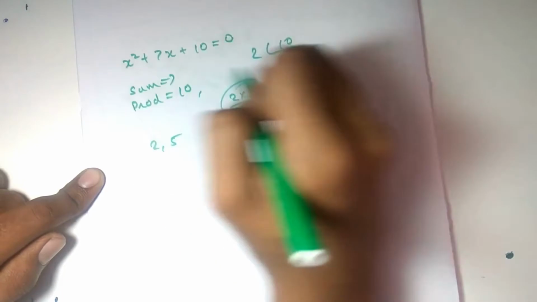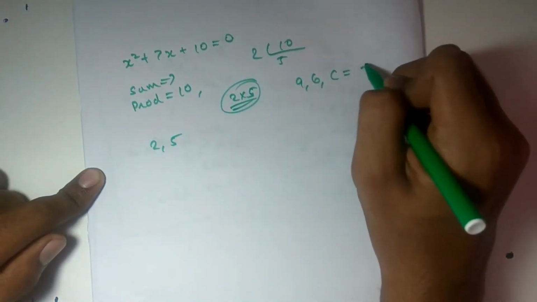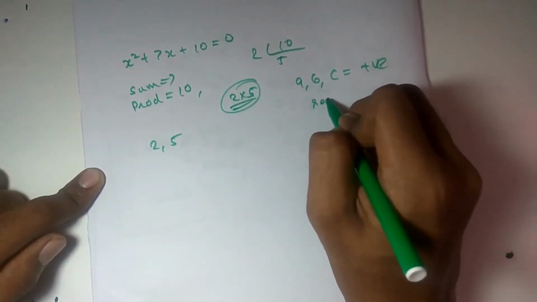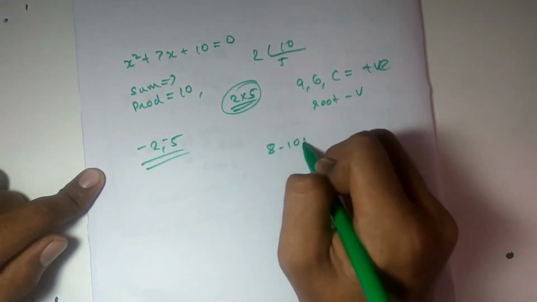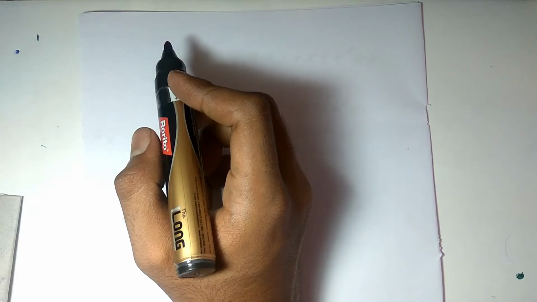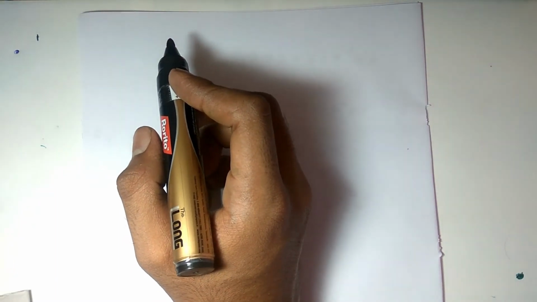So 2 and 5. Here a, b and c are positive, so the roots should be negative. Just put a negative sign. So in just 8 to 10 seconds we can find the answer. Now we are going to do another model of question.